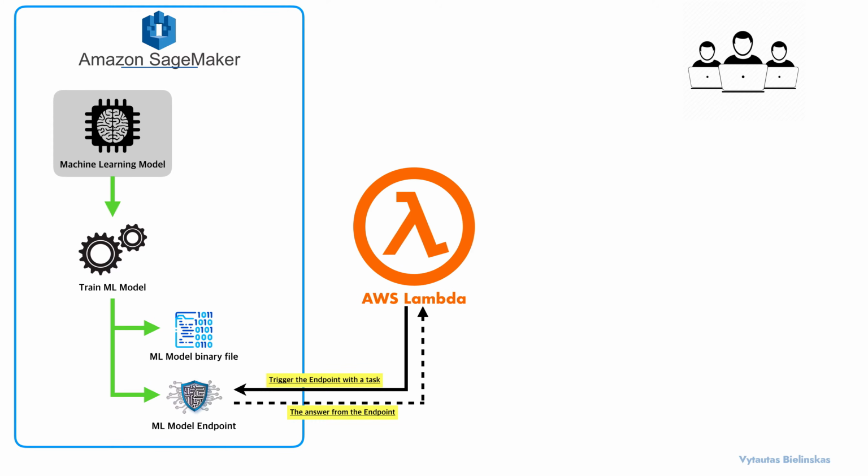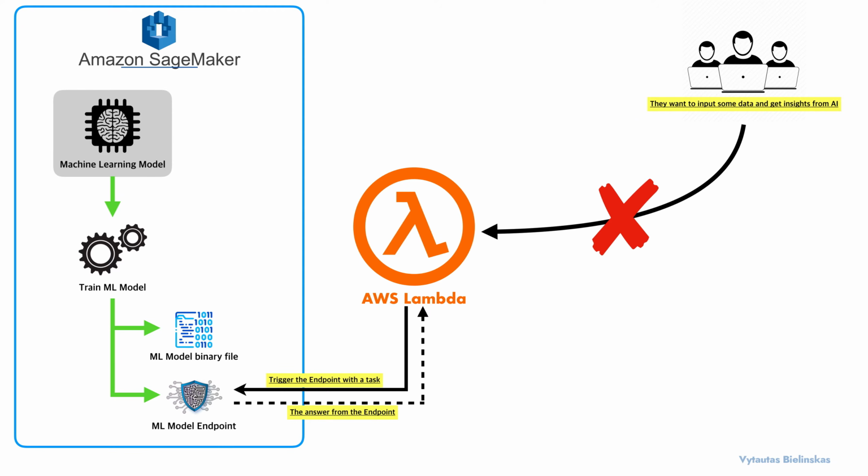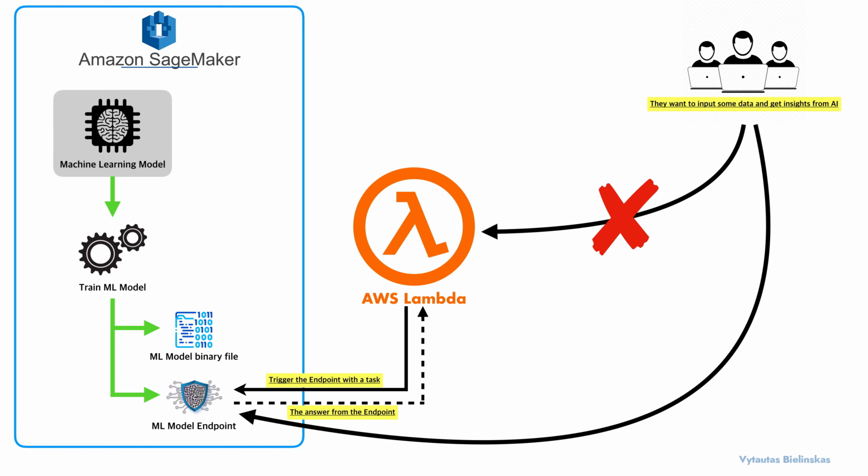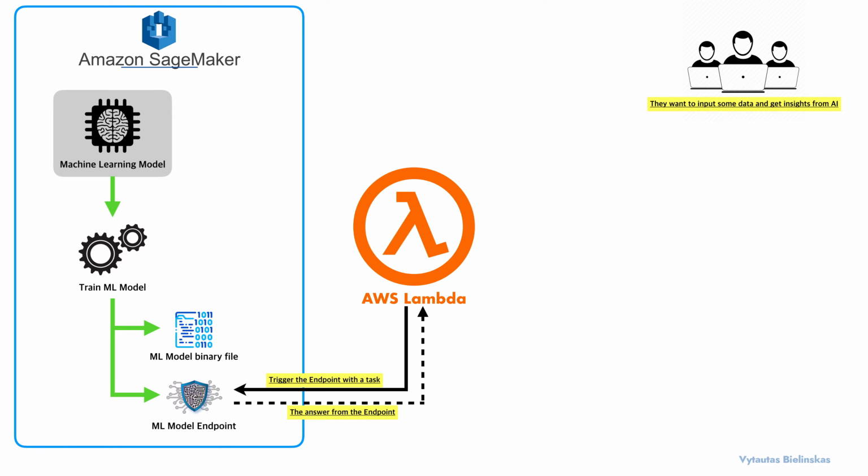Now let's look at the right side. Here are the users, and the users want to input some data and get insight from artificial intelligence. You can ask, can they send their input data directly to AWS Lambda? The answer is no. So maybe, can they send their input data directly to the machine learning model endpoint inside Amazon SageMaker? The answer is also no. We need one extra component in our architecture between these ones, and it is Amazon API Gateway.